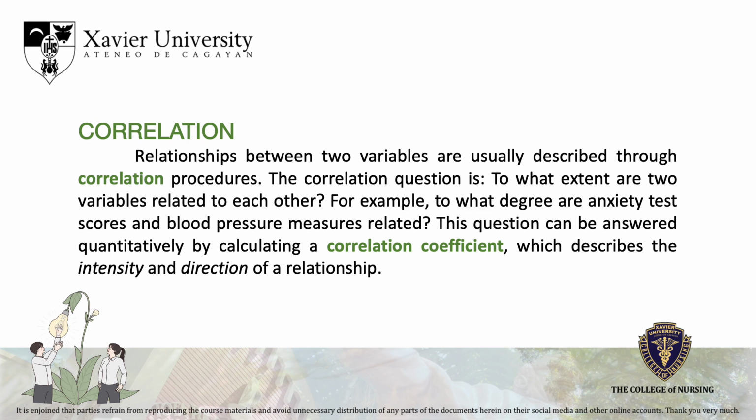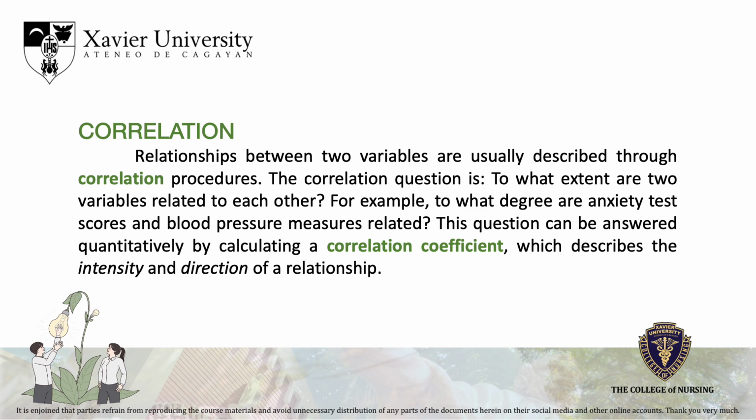Now, let's proceed with correlation. Relationships between two variables are usually described through correlation procedures. The correlation question is, to what extent are two variables related to each other? For example, to what degree are anxiety test scores and blood pressure measures related? This question can be answered quantitatively by calculating a correlation coefficient, which describes the intensity and the direction of a relationship.